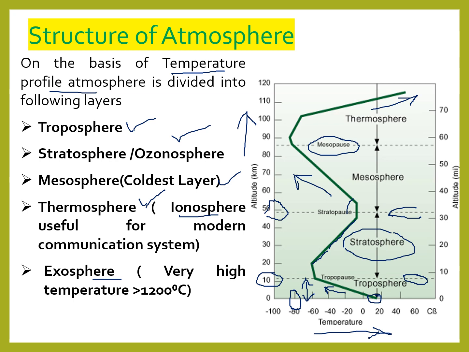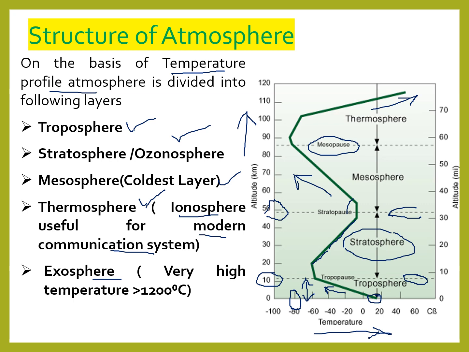So in the lower thermosphere region, which is below 400 to 500 kilometers, there is a presence of some charged particles, and that's why it is also called as ionosphere. And this ionosphere is basically useful for the modern communication system by launching of certain satellites.